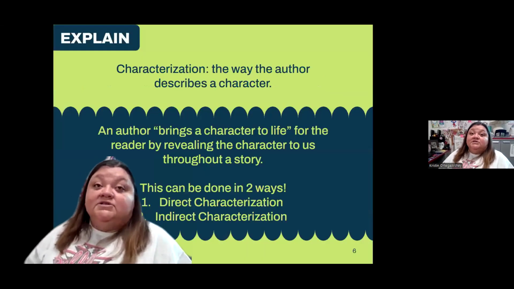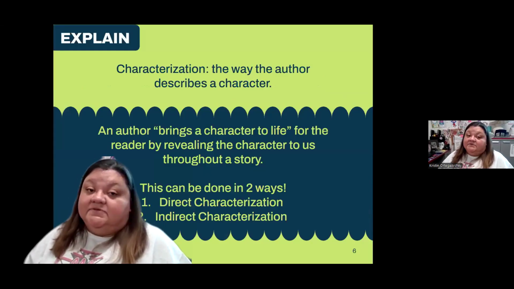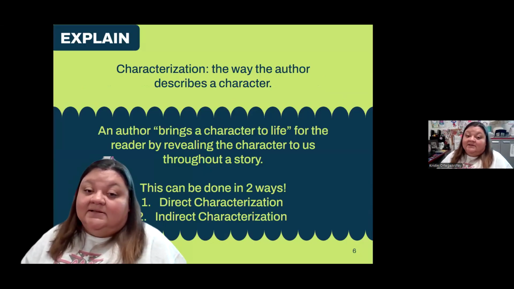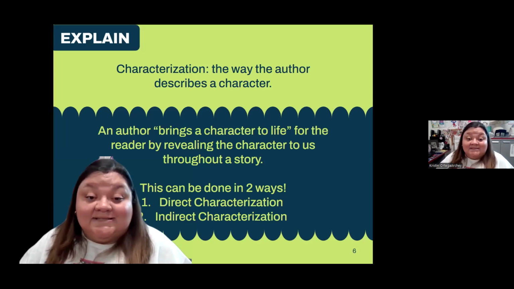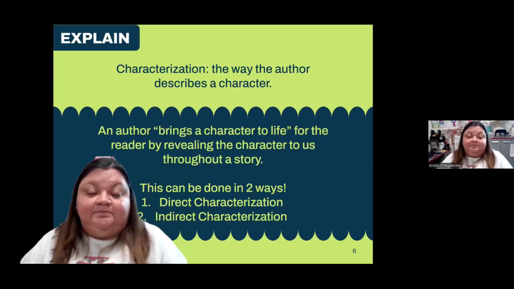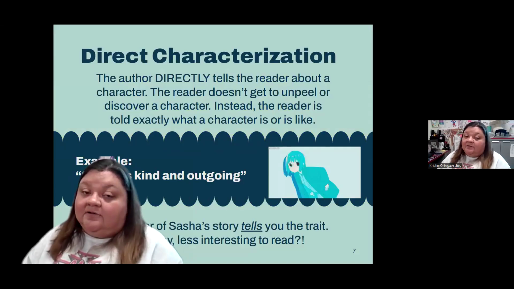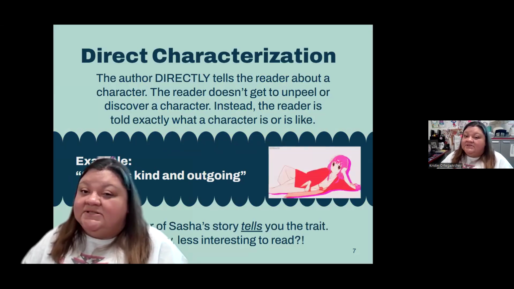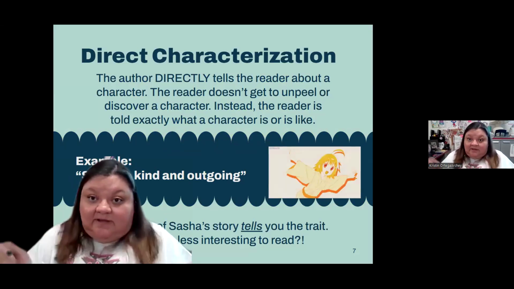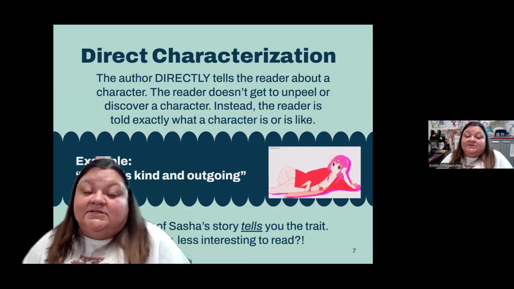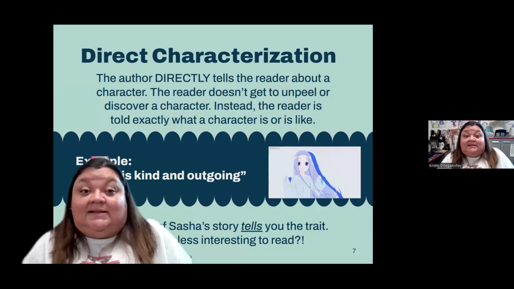All right. So, characterization. It's the way the author describes a character. An author brings a character to life for the reader by revealing the character throughout a story. Now, there are two ways this can be done: through direct characterization, and through indirect characterization. Direct characterization is when the author directly tells the reader about the character. The reader doesn't get to unpeel, kind of like an onion, or discover a character. Instead, the reader is told exactly what a character is like.